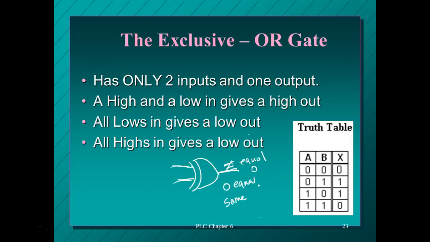If the 2 inputs are equal, we get a, if the 2 inputs are not equal, we're going to get a what? A 0. If the 2 inputs are the same, I'll get it out.